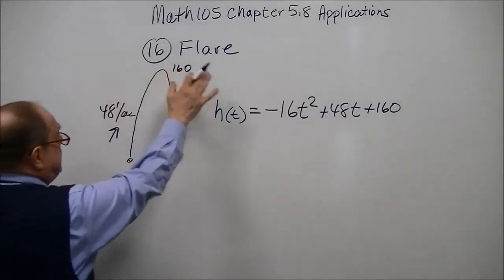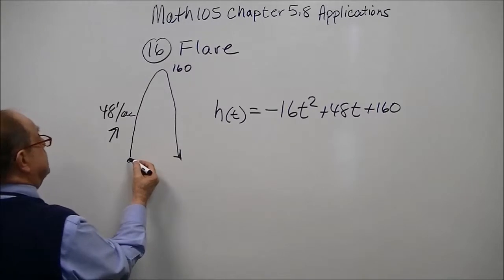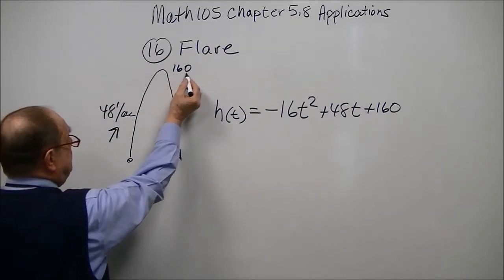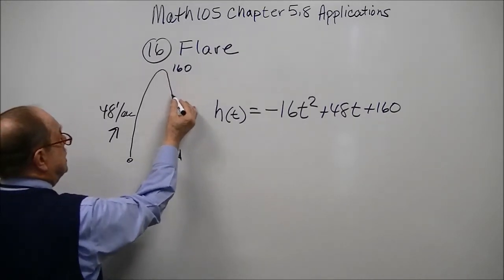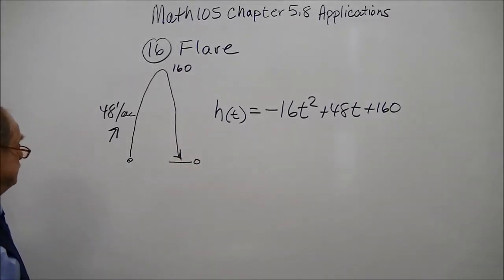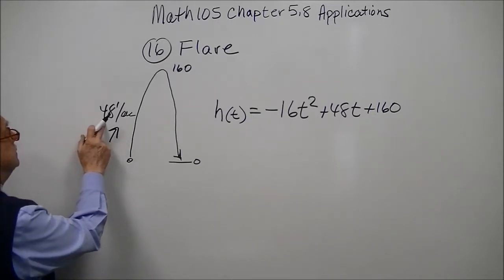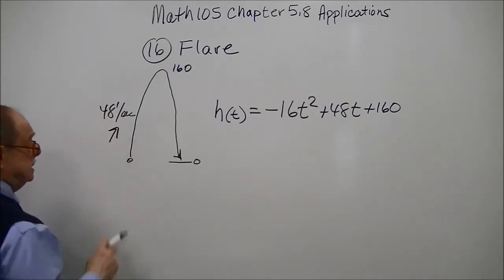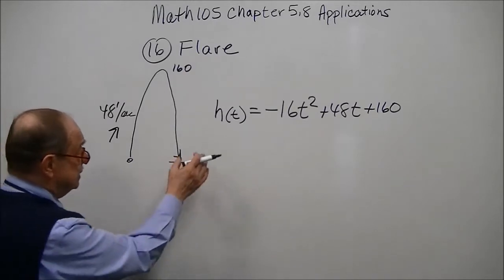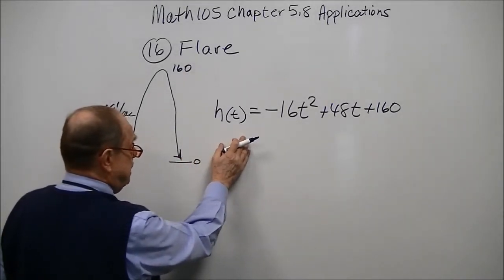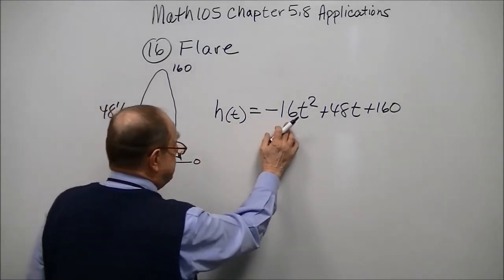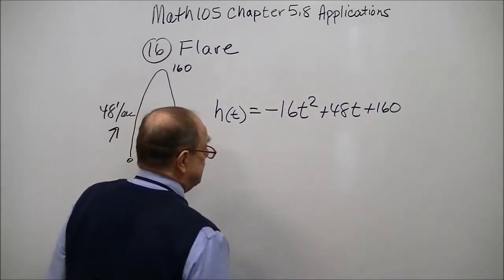Okay, in example 16, we have a flare that we're going to shoot up. These are always fun. And it's going to reach the height of 160 feet. And we're wondering, how long does it take for the flare to get back to ground level, which is 0? Now it's released with the initial velocity of 48 feet per second. And again, fortunately, we don't have to figure out the formula for this. They're giving it to us here as a function, that h of t, t is for the time, is equal to negative 16t squared plus 48t plus 160.